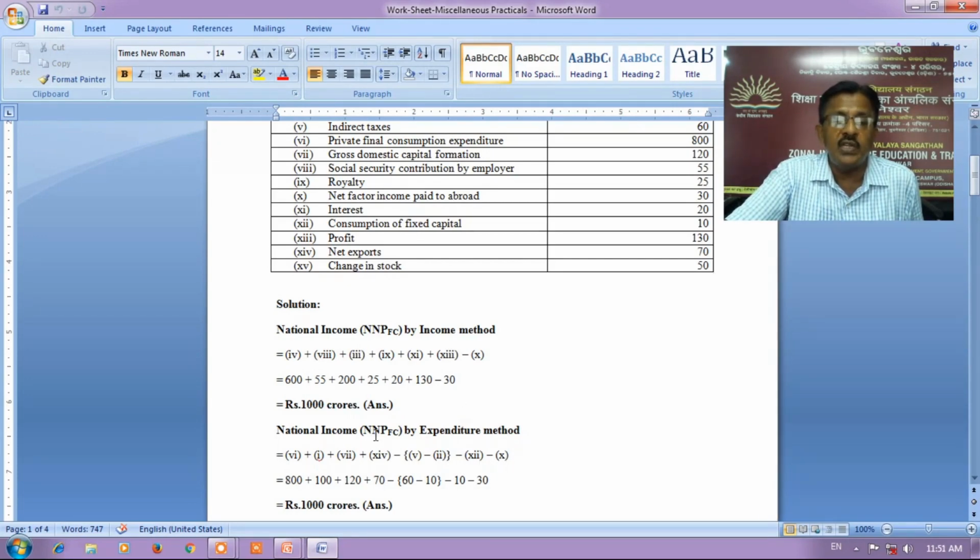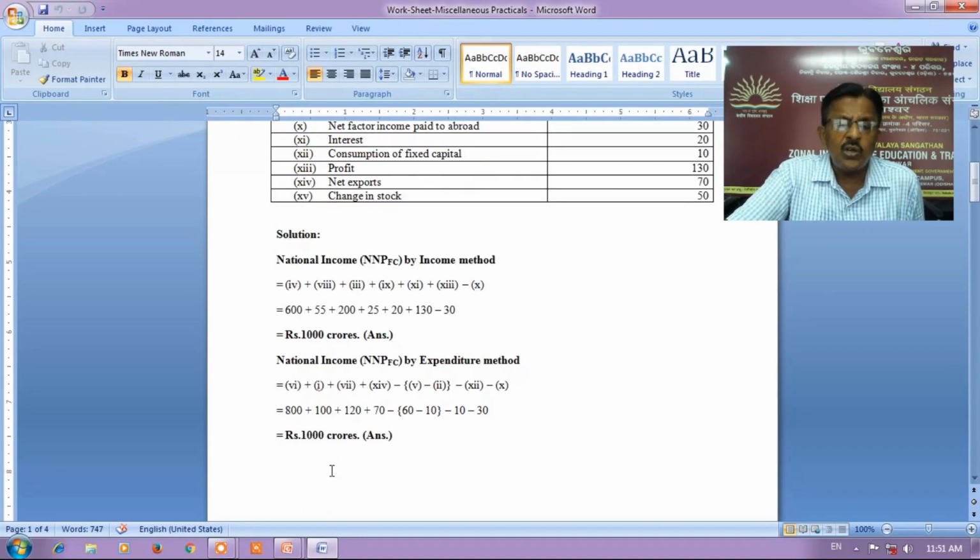Why? Because we need this value in net. So net value does not include this depreciation. So depreciation has to be deducted. Minus item number 10, that is net factor income to abroad. So accordingly the result is 1000. So by using both the methods, the same result, that is 1000 crores and 1000 crores. Because we are calculating the same concept, that is NNP.